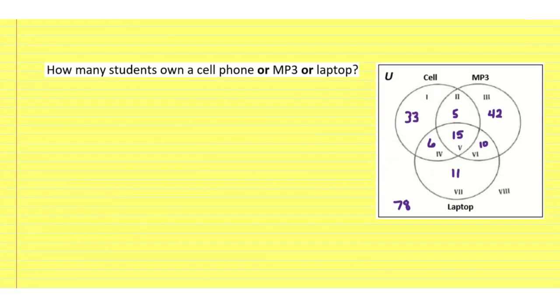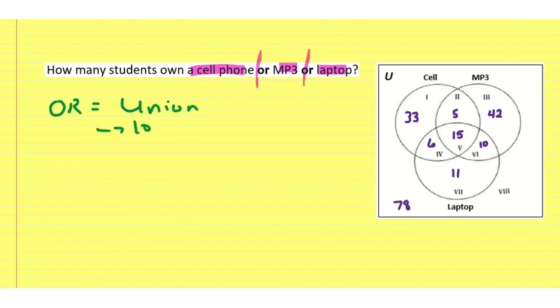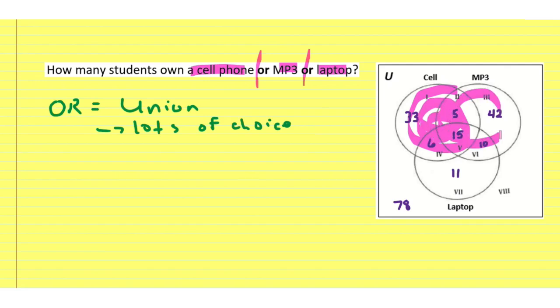Okay. How many students own a cell phone or an MP3 player or a laptop? Okay, again, we need to remind ourselves, what does the word or mean? Or means union, and it means, practically speaking, lots and lots of choices. So that means that it's going to be cell phones, like any of these choices, or MP3 players, so any of these choices, lots and lots of choices. Laptop, any of these choices.